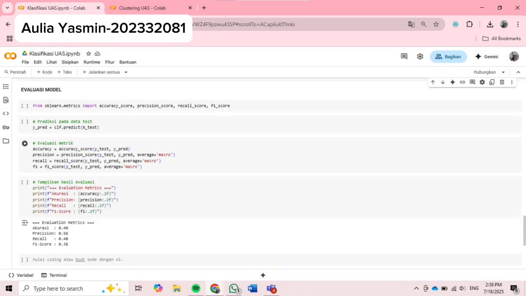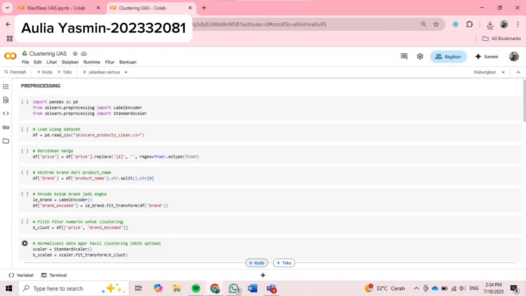For evaluation, I use four metrics: accuracy, precision, recall, and F1 score. The results showed an accuracy of around 40%, which is reasonable considering we only use two basic features. Precision was higher than recall, indicating the model was more careful in predicting each class but sometimes missed actual products.